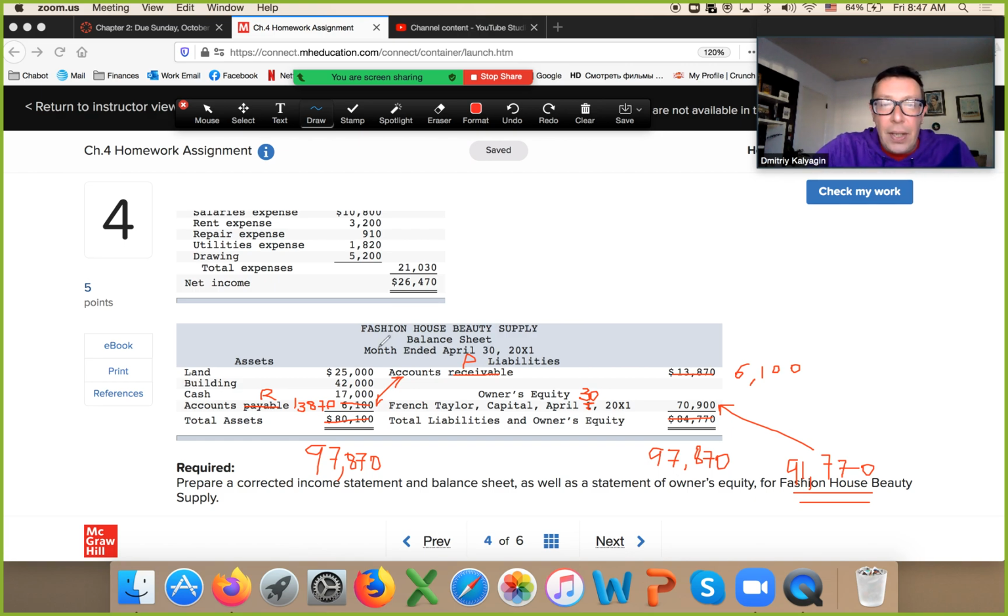The last couple of things, balance sheet is prepared for a date. You do not say month ended. These are balances, it's a snapshot. These are balances on one day, the last day of the period. And also, even though Connect accepts it, the assets are supposed to be listed in order of liquidity, meaning cash goes first, receivables second, building third, and land will last the longest, so it goes as number 4.